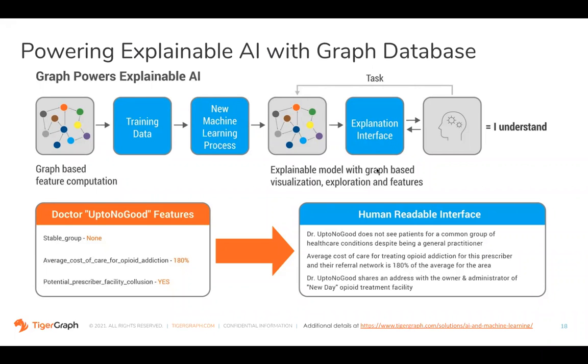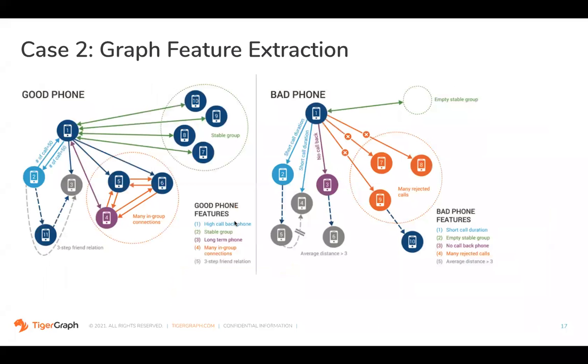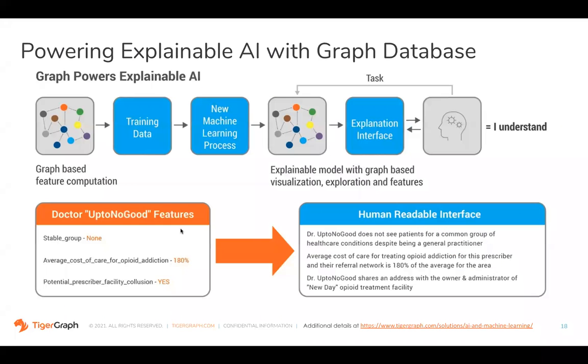And why is it explainable? It's because, again, remember, each of these features make sense. There is a semantic meaning to what is a stable group. There's a semantic meaning to what is an in-group. So these are meaningful, human understandable features. And so the model is likewise human understandable.